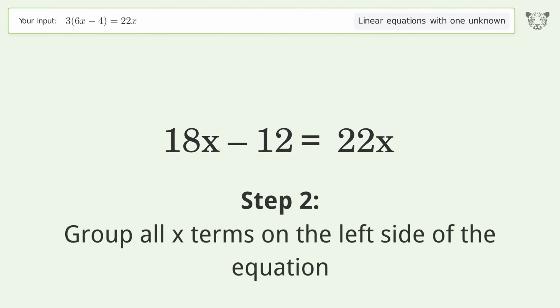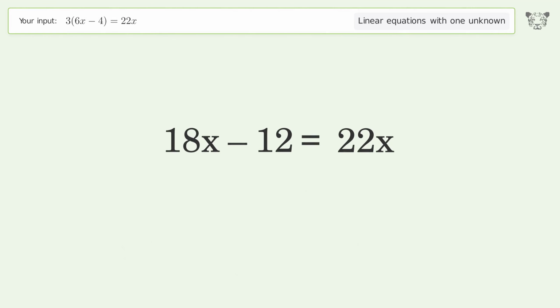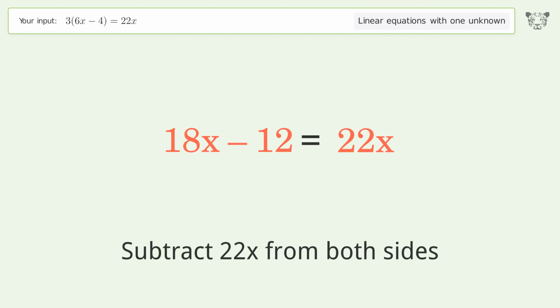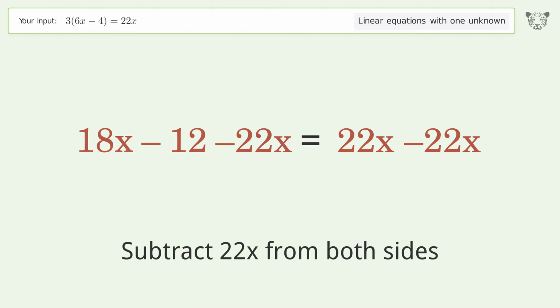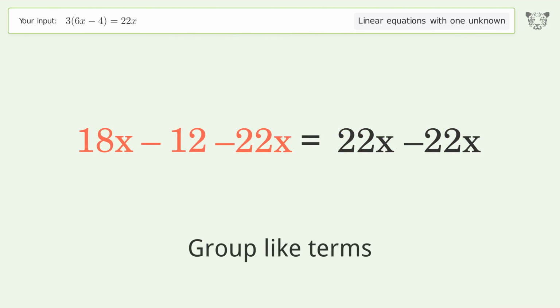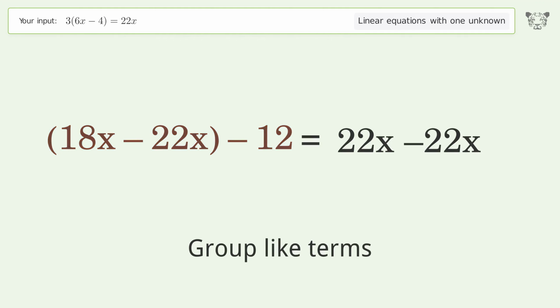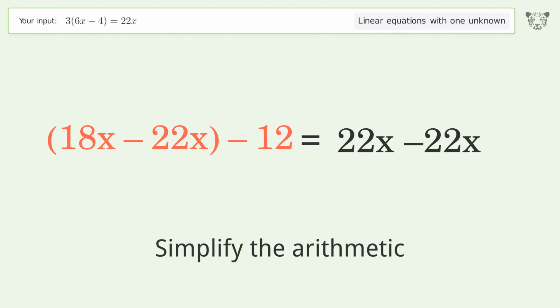Group all x terms on the left side of the equation. Subtract 22x from both sides. Group like terms. Simplify the arithmetic.